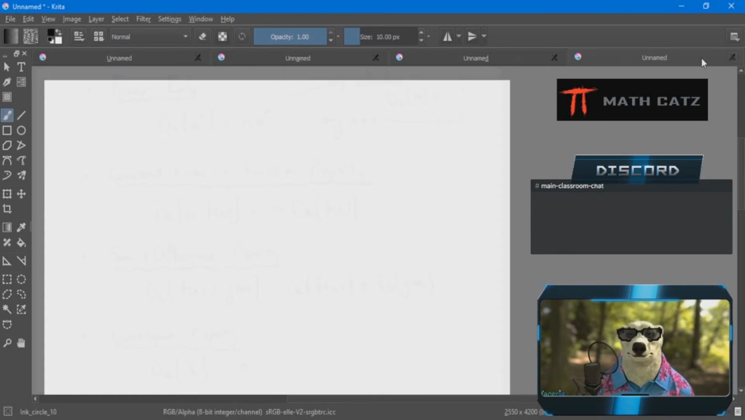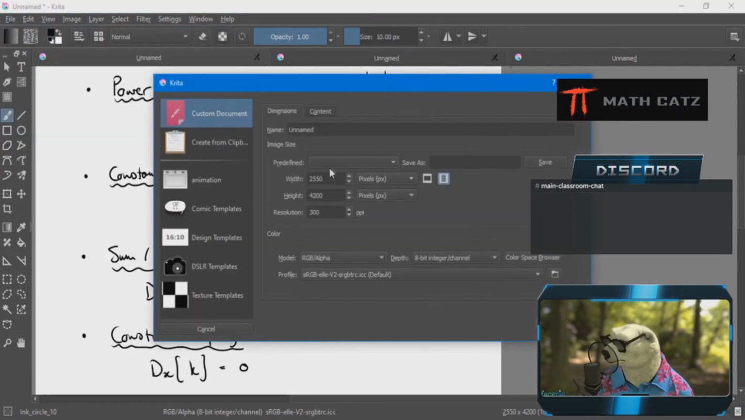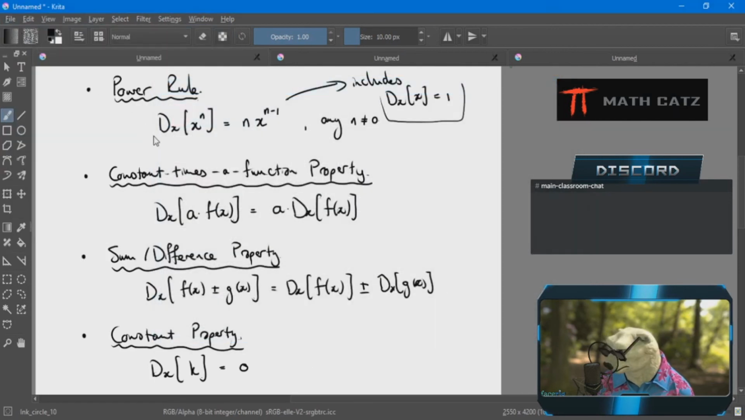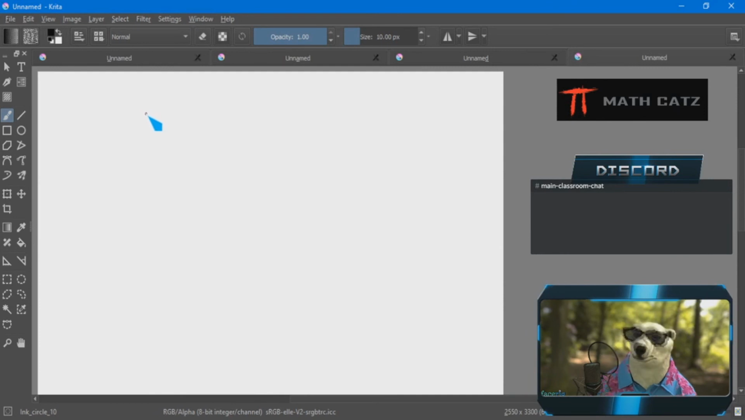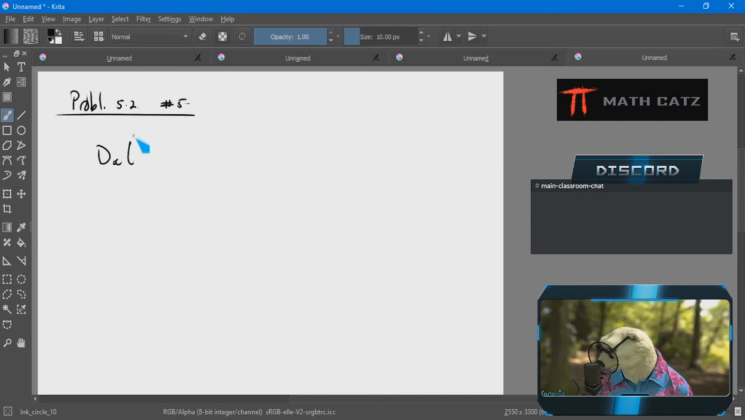That means I'm in the wrong page style, isn't it? Yeah. New letter. Oopsie. Too much zooming. Okay. Problem 5.2, number 5. I want to find the derivative. Oh, that's a square bracket. Derivative of 5 times all of 3x squared plus 5x plus 1. Like so. Showing all the steps, stating each property. That's our level right now. Okay.